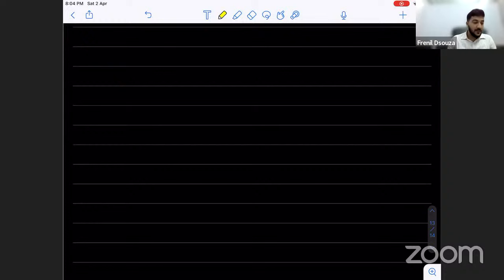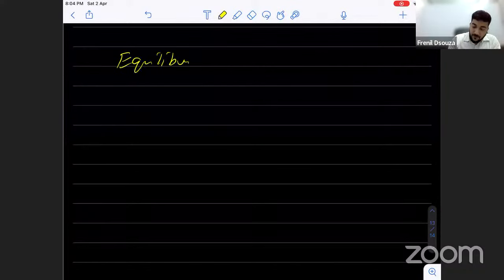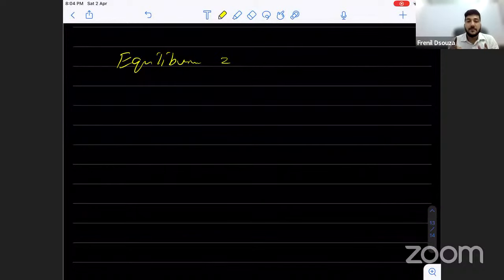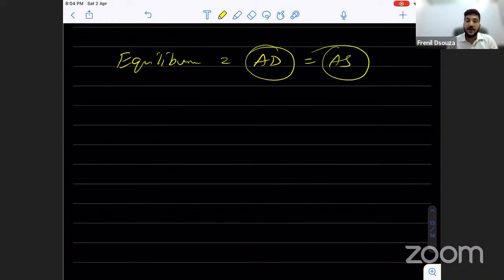So the Keynesian theory is divided into three different sector models. That is the two sector model, three sector model, and four sector model. Now, before I jump anywhere near that topic, we have to understand what we mean by equilibrium. Equilibrium is nothing but aggregate demand equal to aggregate supply. Whenever aggregate demand equals aggregate supply, we call that scenario equilibrium.